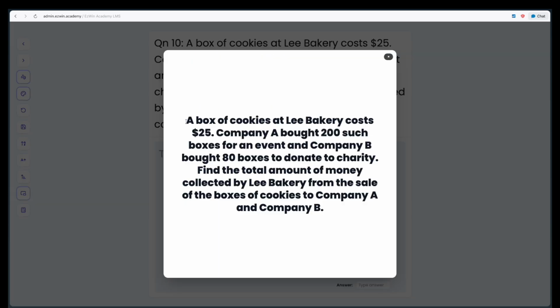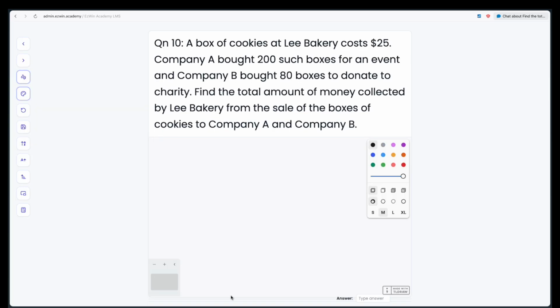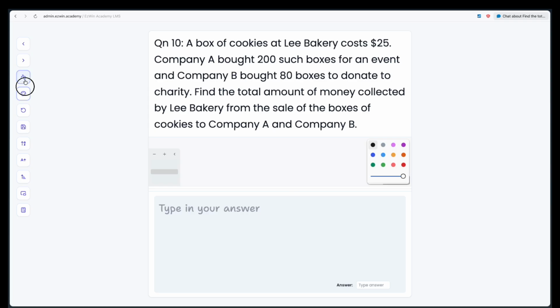Question 10. A box of cookies at Lee Bakery costs $25. Company A bought 200 such boxes for an event. Company B bought 80 boxes to donate to charity. Find the total amount of money collected by Lee Bakery from the sale of the boxes of cookies to Company A and Company B.